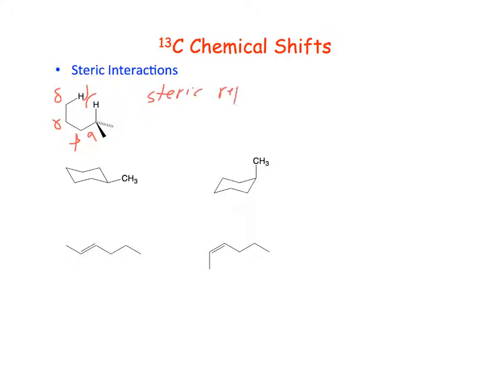So steric repulsion pushes electron density onto the carbons. For an example, I think this is what I did before, let's put another CH3 over here so it's symmetrical in the other way as well.